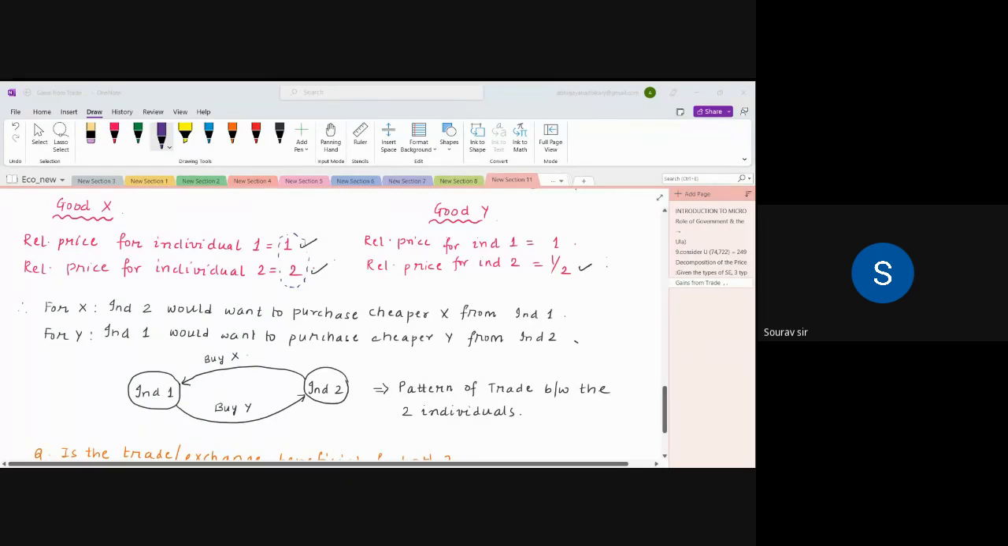Now, the thing that I'm stating is individual 2 को benefit good X के through से मिल रहा है because he is able to get that at a cheaper rate. और इंडिविजुअल वन को एक्स्ट्रा बेनिफिट गुड वाई के थ्रू से मिल रहा है. Okay, it need not be something like individual one is benefiting both on good x and good y, and individual two is also benefiting both on good x and good y.